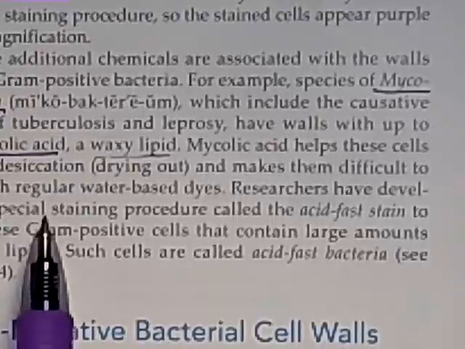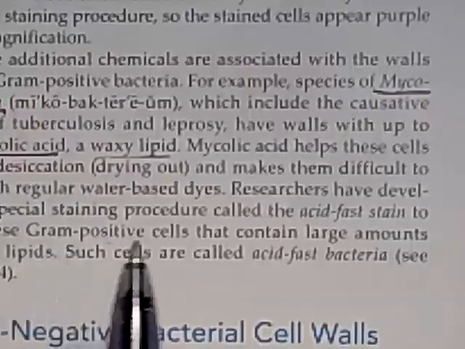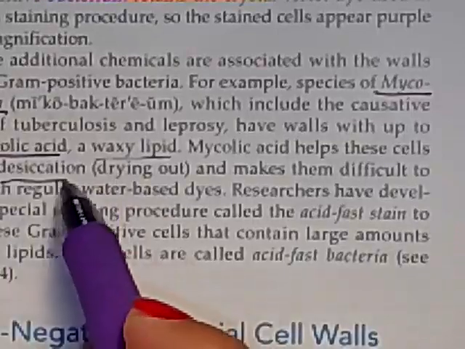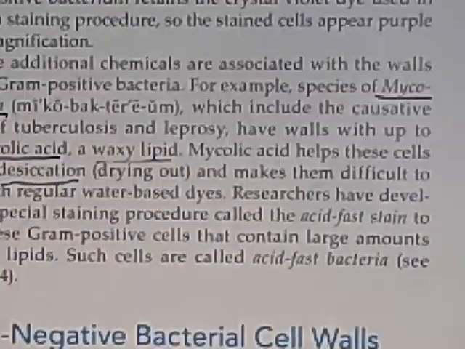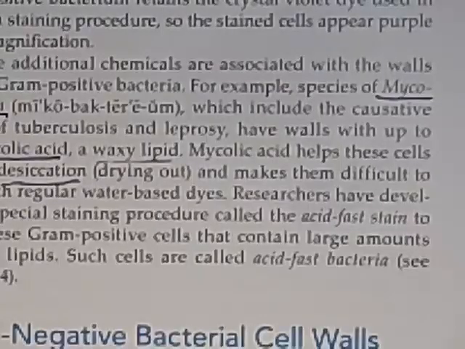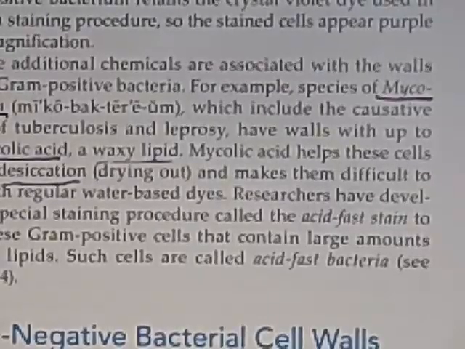Now, why do they have this? Well, this also helps them with not drying out, so it prevents desiccation. That's what we call drying out. It makes them difficult to stain. So that's why we use our acid-fast stain, and we also call them acid-fast bacteria just because of that.